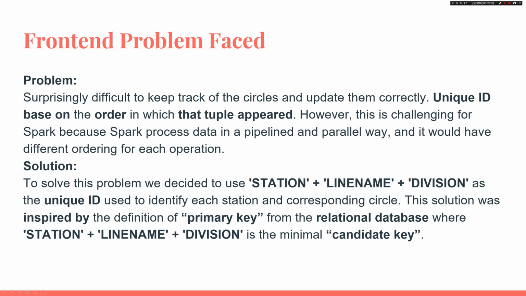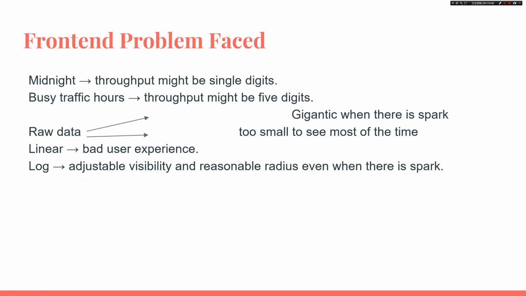So here we also faced some problems in our front end. We found that we need a unique ID to order. So how do we solve this problem? We decided to use station, line name, and division as the unique ID to identify each station and the corresponding circle. Also, there's some problem at midnight. We found that the circle will be very small, whereas the raw data will be giant when there is a spike. So it's a better user experience than when we use linear. So we just use log to adjust the circles, making them very visible and reasonable to read even when there is a spike.